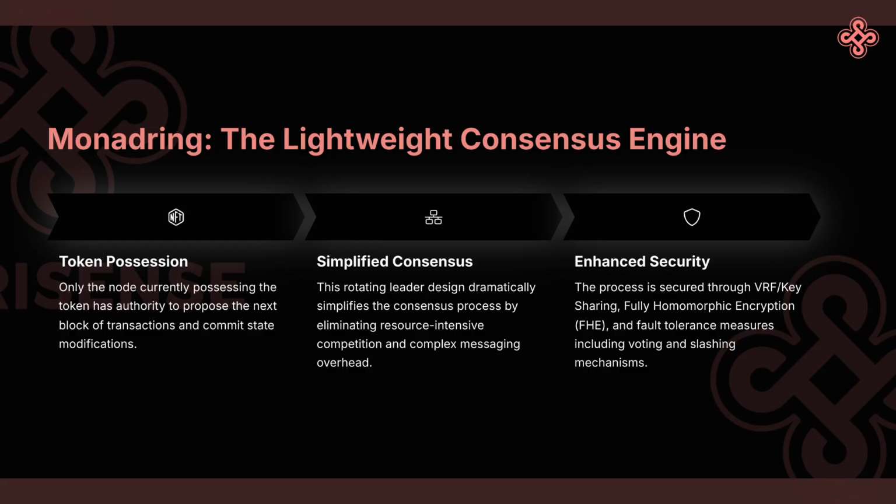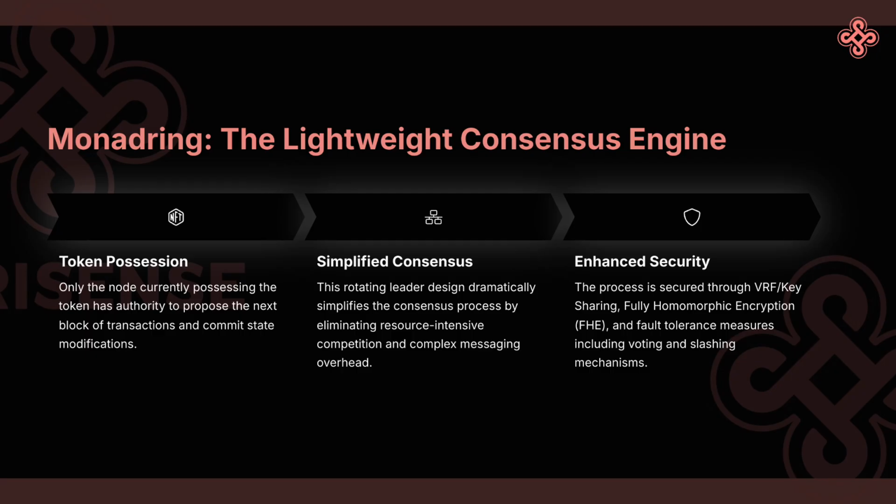At the heart of Verisense's scalable subnet architecture is Monadring, a consensus engine that empowers independent groups. Monadring is a lightweight consensus mechanism inspired by the classic token ring networks from the early days of computing. In this approach, a designated subset of Verisense validators forms a logical ring through which a unique cryptographic token circulates sequentially from one validator to another.